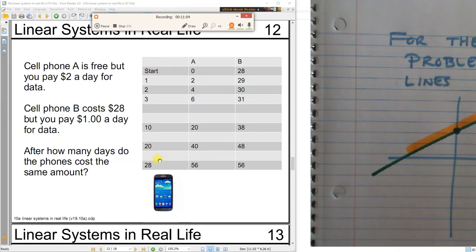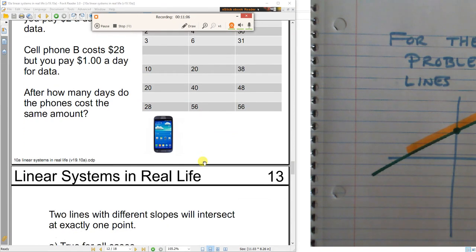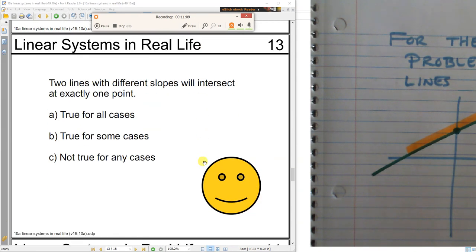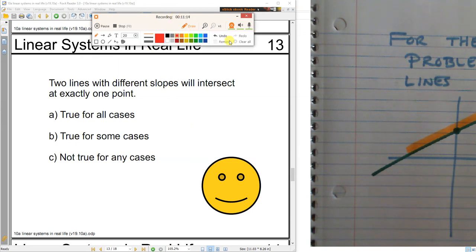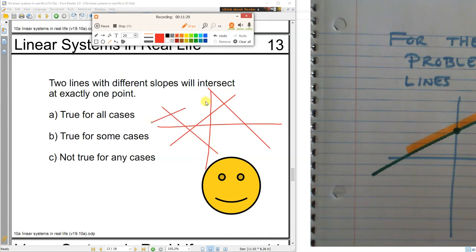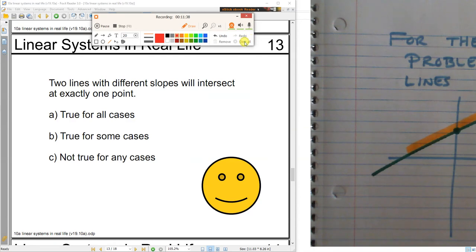So you notice I didn't actually just go out to 28. I kind of jumped around and figured it out. Two lines with different slopes will intersect at exactly one point. And this is true for all cases. If I have two lines with different slopes, right? Different slope, one point right there. The only way to get infinite would be to have the same slope. As soon as the slopes are different, there's going to be one point where they intersect.